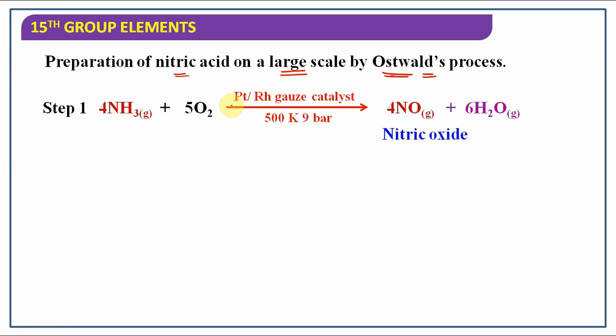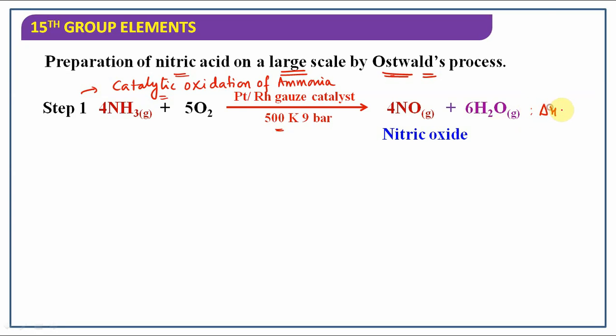Ammonia undergoes catalytic oxidation. Step 1 is the catalytic oxidation of ammonia. When ammonia undergoes oxidation in the presence of a catalyst, that is platinum or rhodium gauze (Rh stands for rhodium), at 500 Kelvin. Actually, we can use a very high temperature, more than 1000 Kelvin also, and it gives nitric oxide plus water.